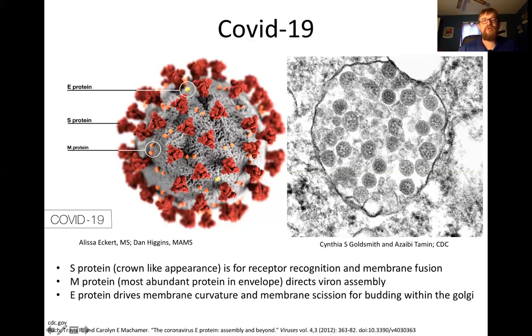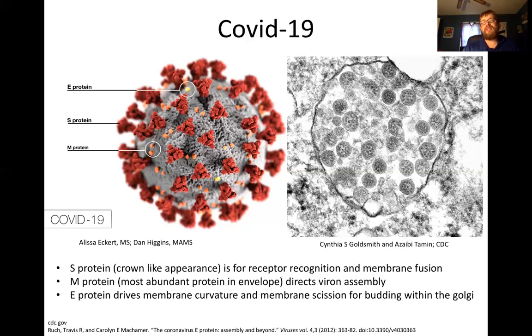But the M protein is the most abundant protein in the outer coat of the virus, the envelope, and it's going to be important in directing virion assembly. A virion is an individual viral particle that's being assembled in the cell. So that protein is important for that. And then this E protein, this is really cool, and I'll show you a picture of this in a second, induces membrane curvature and scission for budding within the Golgi.